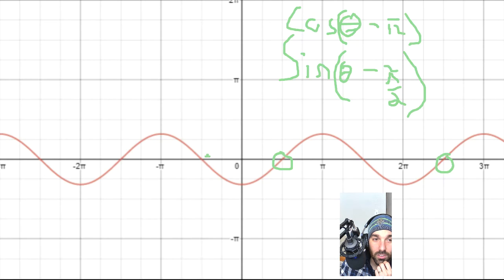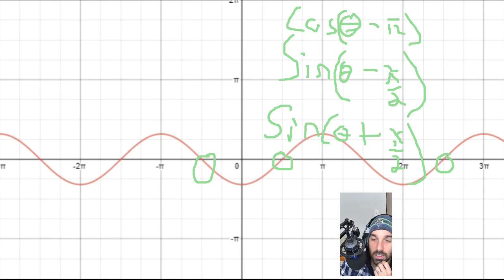And then we could also go the other way, right? So I could say sine of theta plus pi over 2. You guys see how it's over here as well? So again, do you guys see how many different ways there are to write this equation? There's lots of different ways, okay? Lots of different ways. Are we doing okay with that? How do you guys feel about that?